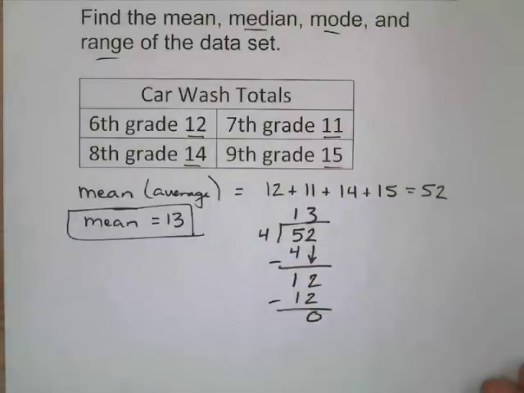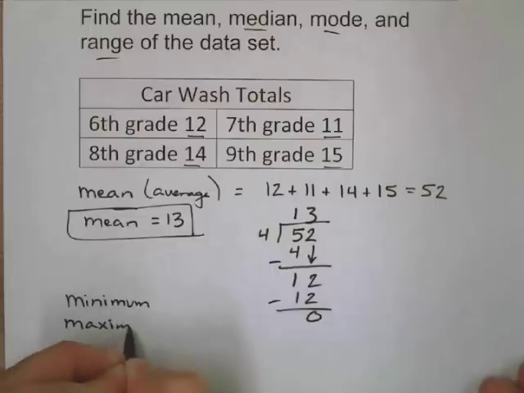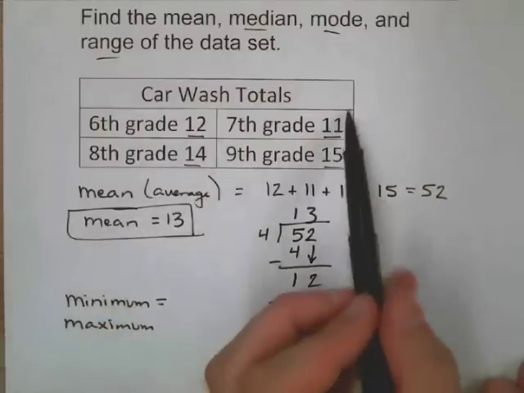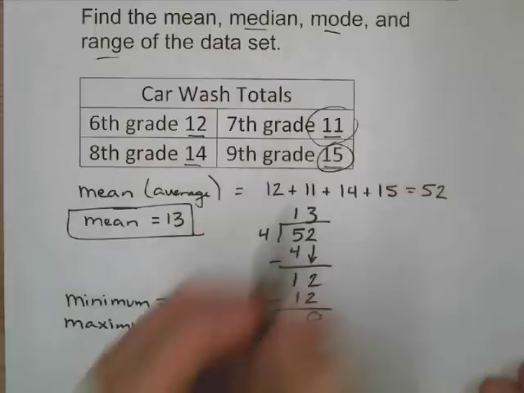So let's start first of all with the range. And when we find range, we need to know both the minimum data point and the maximum data point. So in this set of information, our minimum data point is 11, and our maximum data point is 15.